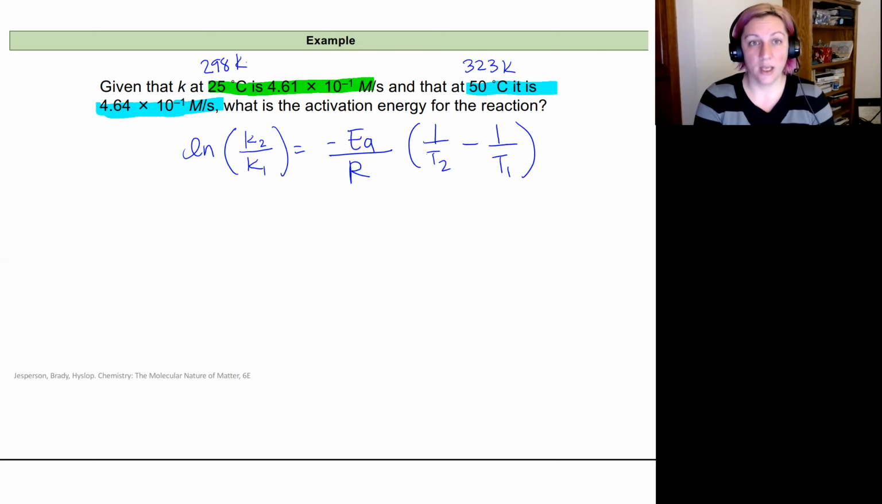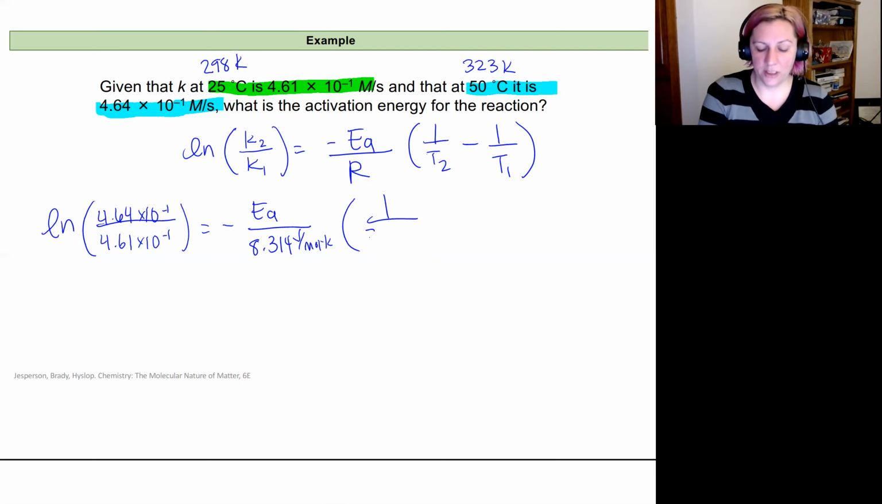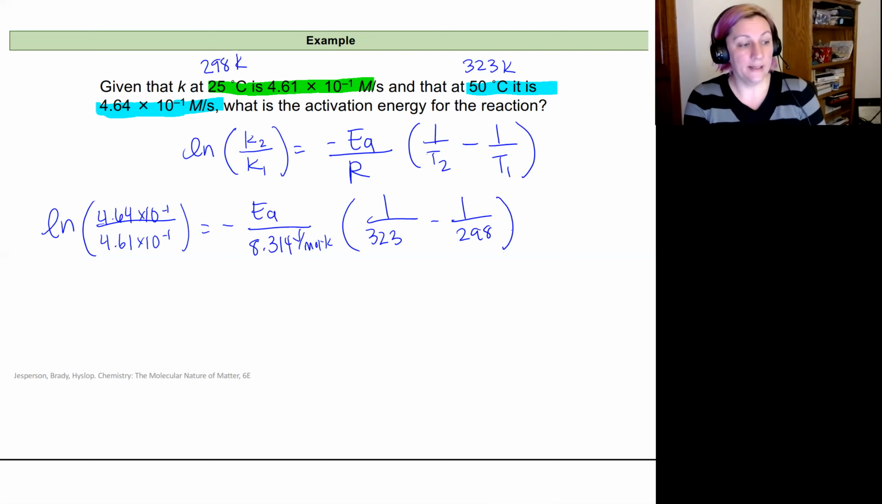So I'll plug in, and then I'm going to try to solve this on my calculator. So I'm going to be looking at the natural log, and I'm going to start with the higher temperature K value, so that 4.64 times 10 to the negative 1, divided by the lower temperature K value, 4.61 times 10 to the negative 1, is equal to the negative of our activation energy divided by 8.314, and then 1 over my higher temperature, the 323, minus my lower, 298. All right, and then I'll be plugging that all into my calculator, which will take a bit.